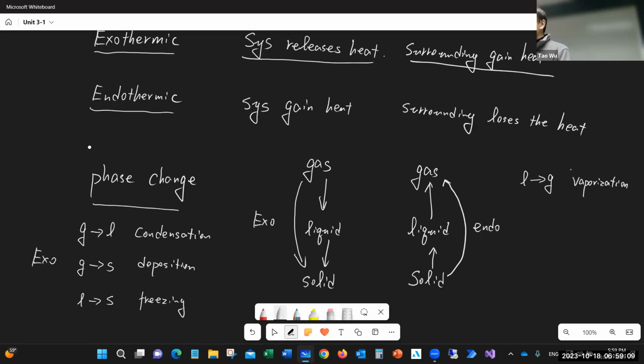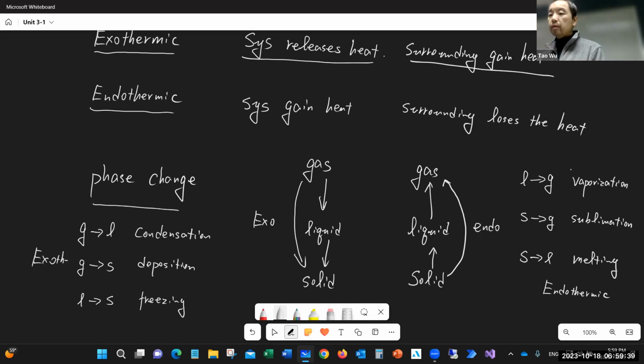And from solid to gas, this is called sublimation. And then the last one is from solid to liquid, and this is melting. So those processes are all endothermic. It's an endothermic process, and this is an exothermic process.